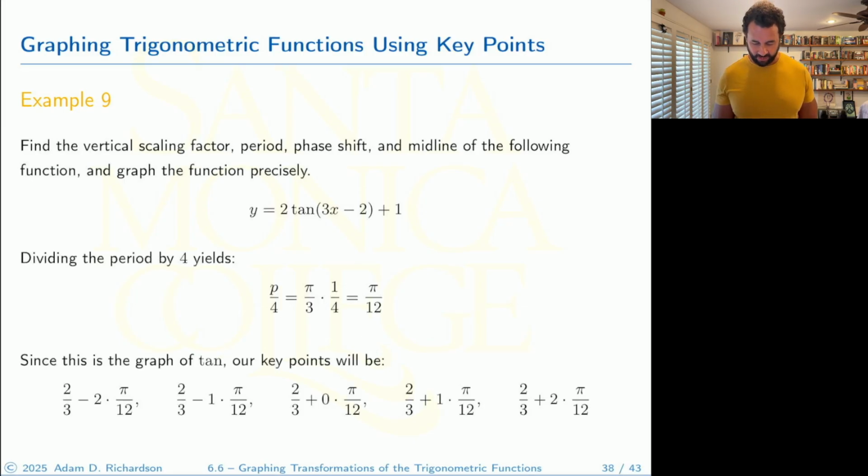So we do p over 4 again. So we're still doing p over 4. The period is pi over 3. We divide that by 4, we get pi over 12. And now this is what our key points are going to be. Phase shift minus 2 pi over 12. Phase shift minus 1 pi over 12. Phase shift plus 0 pi over 12. Phase shift plus 1 pi over 12. Phase shift plus 2 pi over 12. That's it. Now we can graph everything.